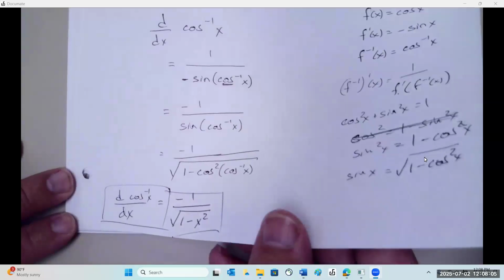All right, let's look at what happens with tangent. These are all going to be pretty much the same thing.